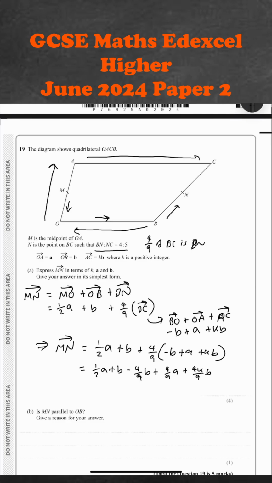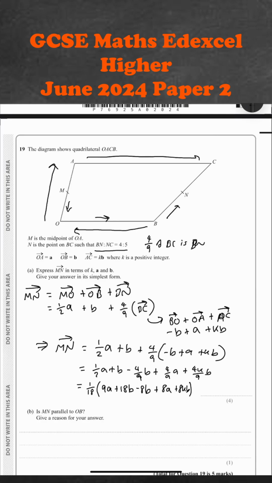In terms of simplest form, I'm going to do all of this as 18ths. So this is now going to be 1/18 lots of 9A plus 18B minus 8B plus 8A plus 8KB. I've just spotted I've got something the wrong way around here.